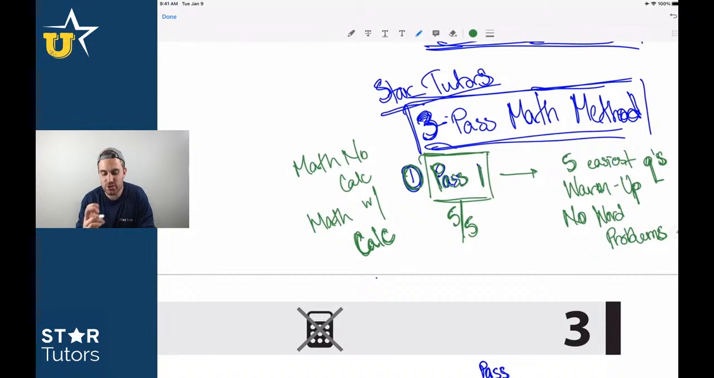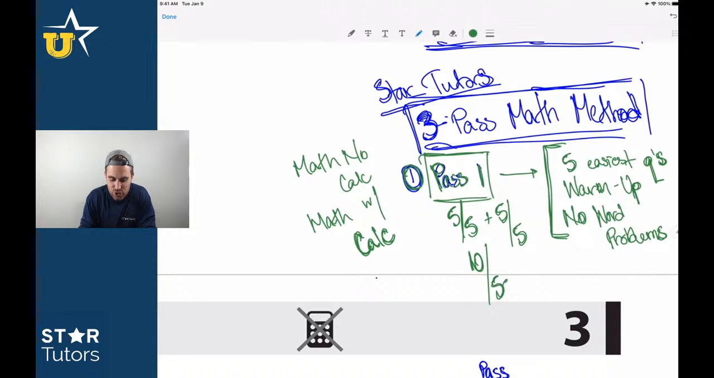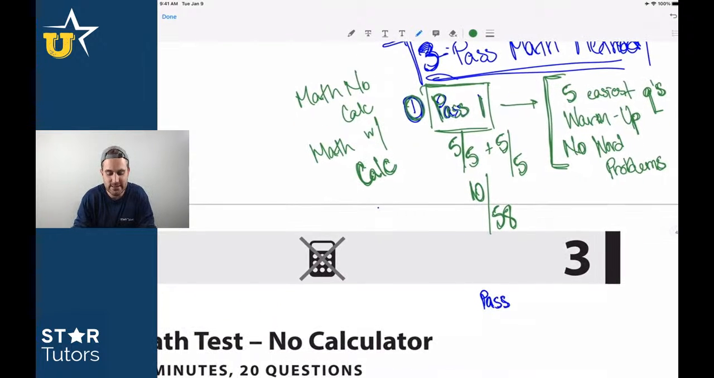Any questions on that? On Tuesday, I think it would be really, really beneficial that you guys do this. If we do it perfectly, and we get 5 out of 5 on both pass 1s for the no calc and the calculator section, we're already 10 of the 58 questions and we haven't stressed for 1 second. We have already answered 10 out of 58 questions.